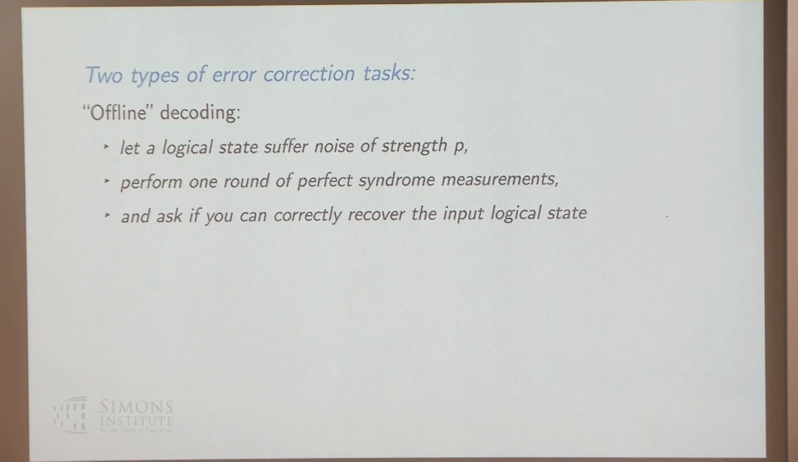Okay, and then when I speak about doing error correction, we're going to be focused on 2 different types of error correction tasks, and I'm going to give them the following names. And I apologize if you don't like the names, but we're just going to use these names for the purposes of the talk today. The first task that we're performing is offline decoding. So in this task, we have a logical state. It's subject to some noise of some strength p. We perform 1 round of, in our case, perfect syndrome measurements. And then we ask if, using the results of those measurements, we can correctly recover the input logical state, or recover it at least with high probability.